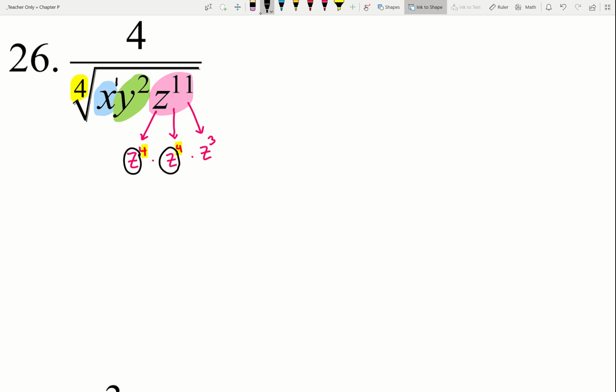Okay, so when we go ahead and write our next step, all the things that are able to leave the root are going to be written out front, and everything that is remaining is going to stay under the root here. So that's 2 copies of z. Instead of writing something like z times z on the outside, we're going to write that as z squared. Okay? And so now I have my 4th root of everything that had to stay underneath. So I've got my x, I've got my y to the 2nd, and then I've got my remaining z to the 3rd that was under the root there.